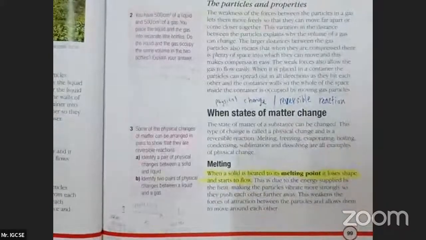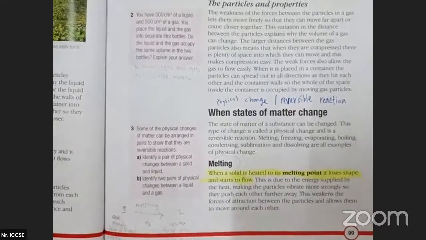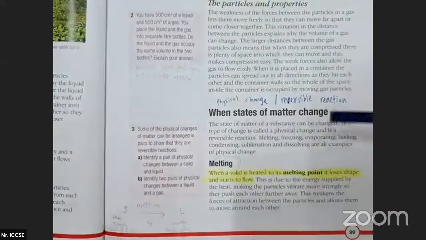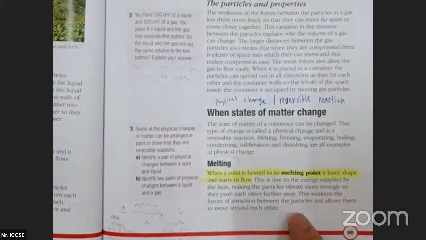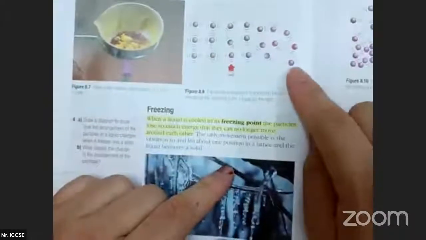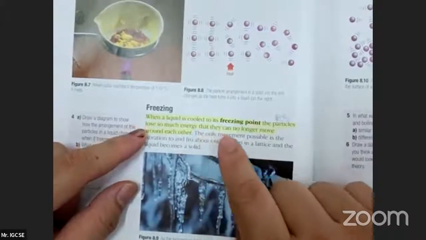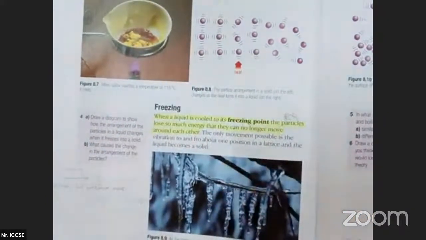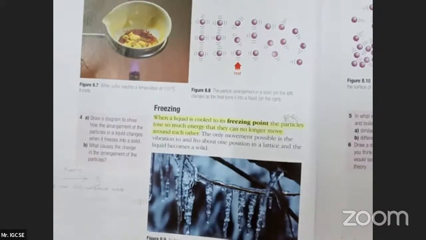When the solid is heated to its melting point, it loses shape and starts to flow. This is due to the energy supplied by the heat, making the particles vibrate more strongly, so they push each other further away. This weakens the force of attraction between the particles and allows them to move around each other. This solid now becomes a liquid. Freezing. When the liquid is cooled to its freezing point, the particles lose so much energy that they can no longer move around each other. The only movement possible is the vibration to and fro within one position in the lattice, and the liquid now becomes a solid.